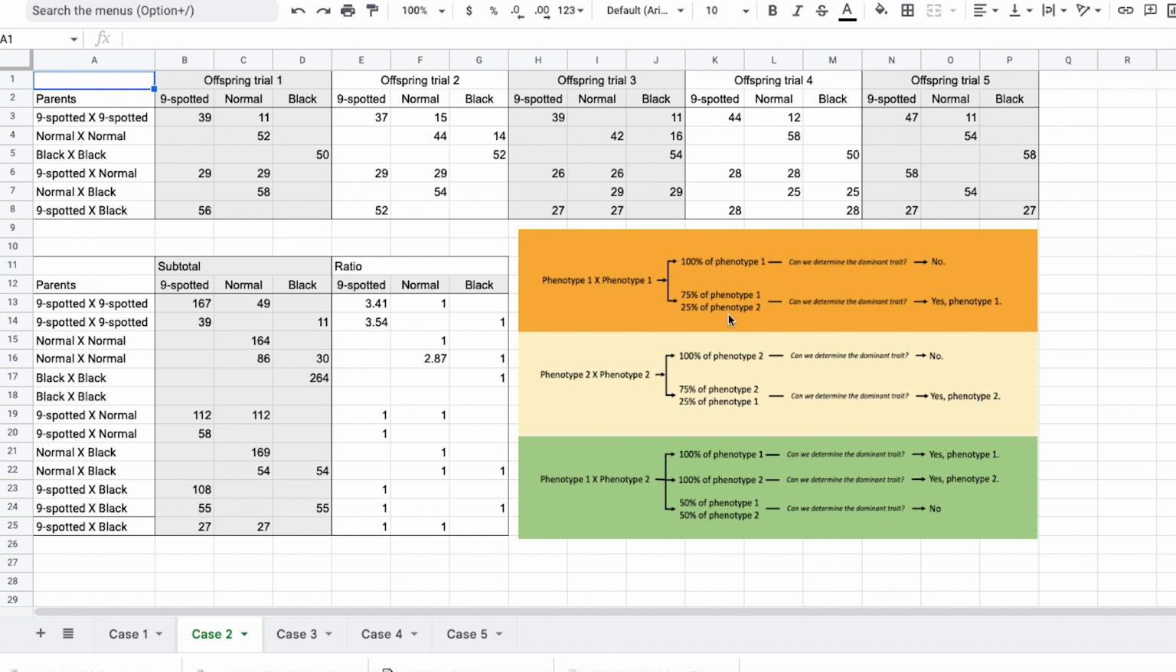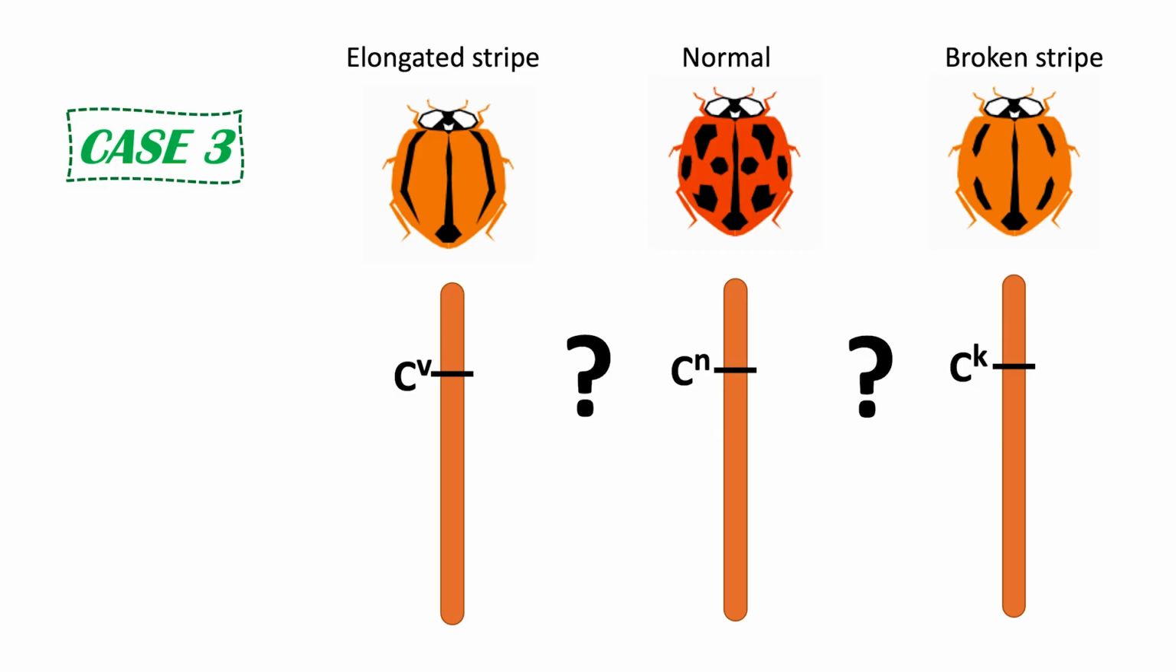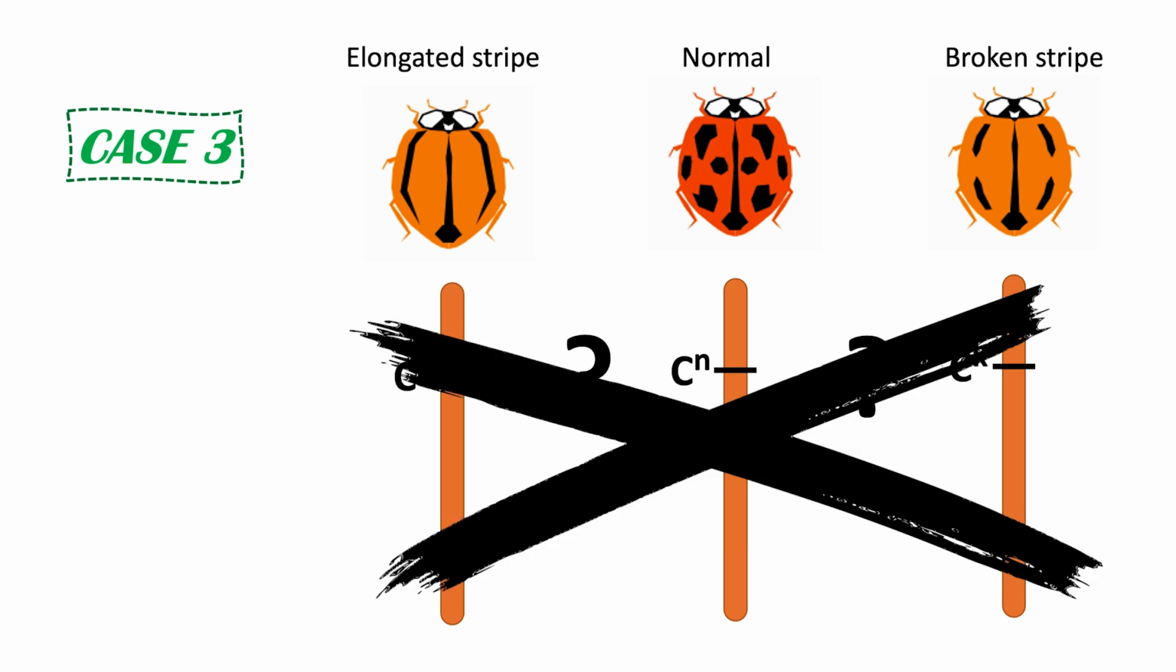First, the 3-to-1 ratio does not emerge in case 3, suggesting that there's no dominance order. Second, when crossing the beetles with the same trait, we either only get the same trait or a 1-to-2-to-1 ratio in case 3. This ratio does not show in case 2. Therefore, it's evident that the underlying color pattern inheritance model in case 3 is not the 3-allele model in case 2.